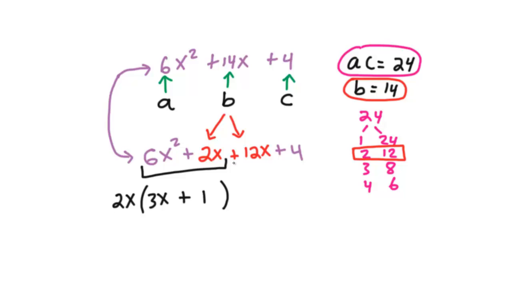Then you want to take a look at the next two terms, which are 12x and 4, and again we're going to pull out the GCF. In this case it's a plus 4. And then what remains will be 3x, right, because 4 times 3x will give you the original 12x, plus 1, because 4 times 1 will give you the original 4.